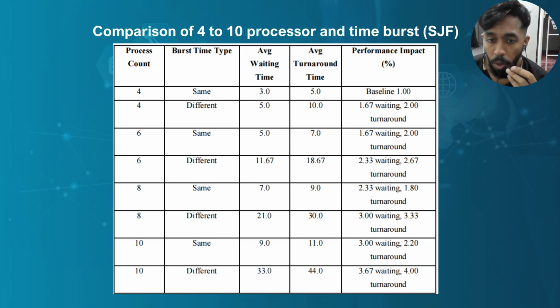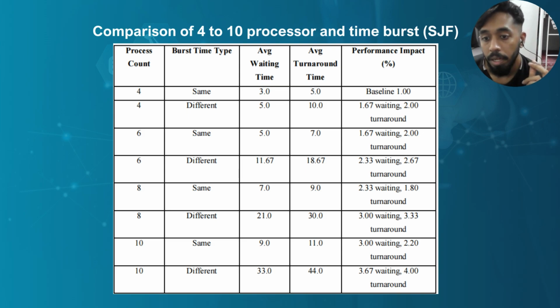So when we compare the 4 to 10 processes and the burst time for SJF, what we can say is that when the burst time is the same, for example for the process count of 4, it's 3 seconds of average waiting time and 5 units of average turnaround time, and the performance impact is just the baseline. Just imagine you put that as a baseline. Now we start using different settings to see what the performance impact is.